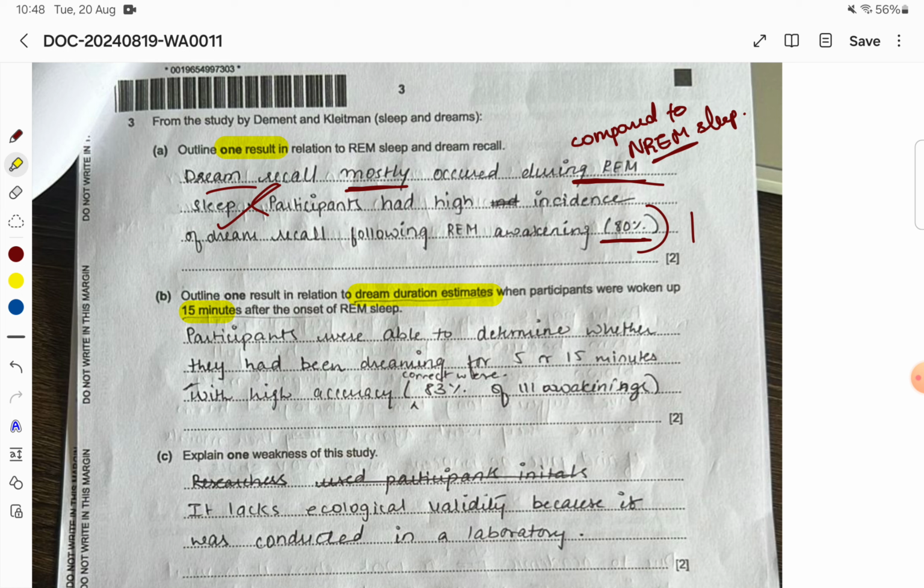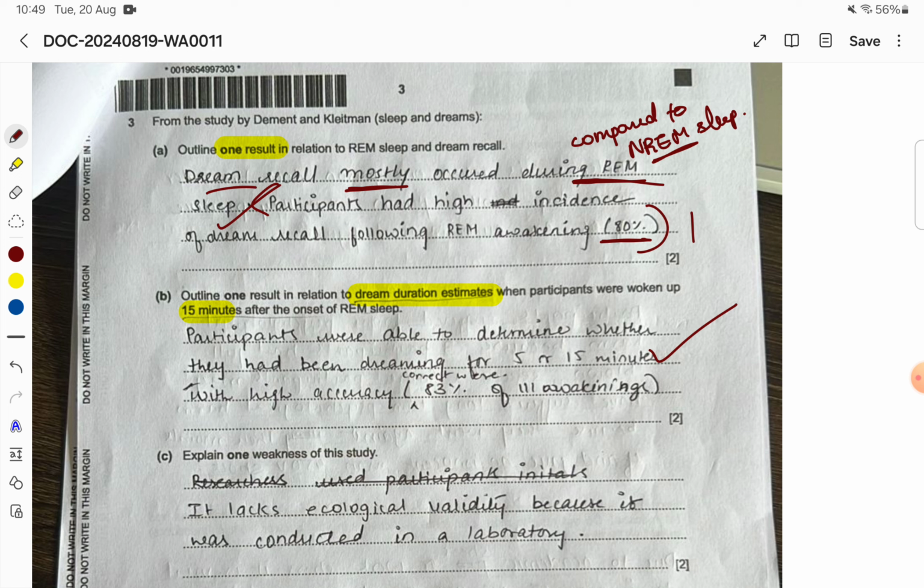Second aim has to do with 5 and 15 minute dream duration estimates. Out of that, you can see they have mentioned only 15 minutes, not 5 minutes. So as such, many of you must have recalled the results for both 5 and 15 minutes, but giving the 5-minute dream duration estimate here would not be credited because it's not required by the question. So you have to be able to talk about the 15-minute dream duration. So firstly, the student writes, participants were able to determine whether they had been dreaming for 5 or 15 minutes, which is correct because overall we have seen they could give dream duration estimates with good amount of accuracy. So this result is correct.